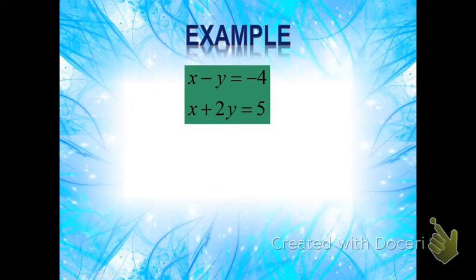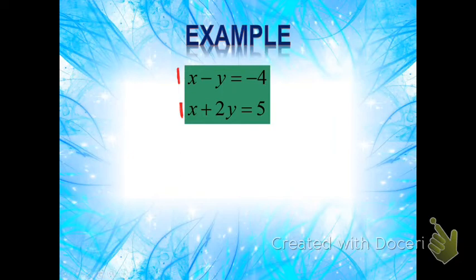So our first equation is x minus y equals negative 4. Our second equation is x plus 2y equals 5. Step 1 was to write both of these equations in standard form. That's done for us in this case. They're both in standard form already. Step 2 was to multiply one or both equations by some constant so that we end up with opposite coefficients in front of one of the variables. Now we're actually pretty close to this right now with the x's. They're both a 1x. We just need one of them to be a negative 1x.